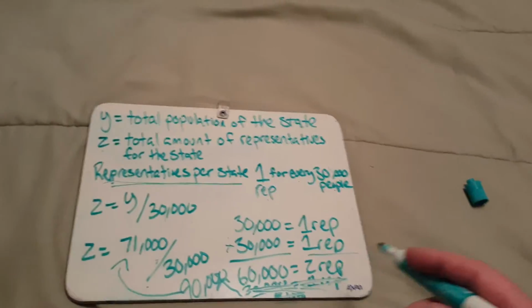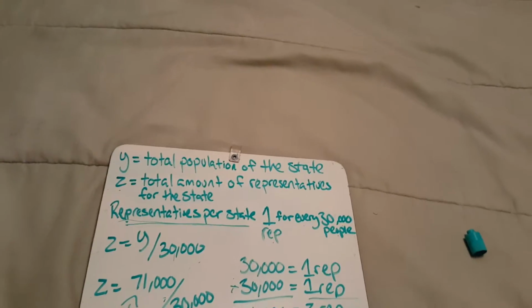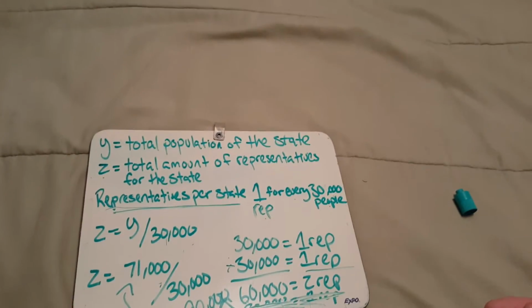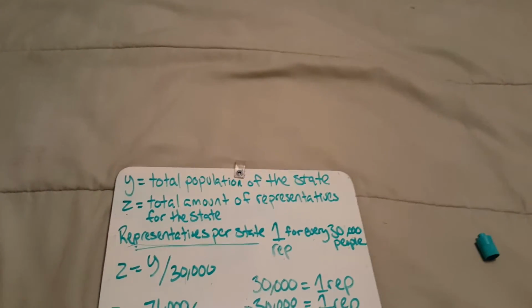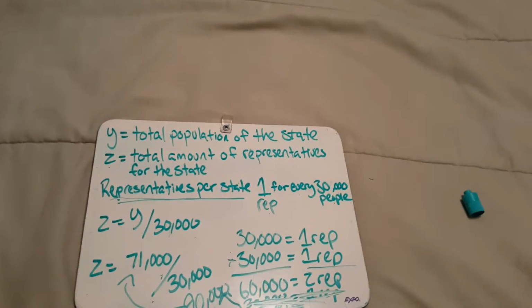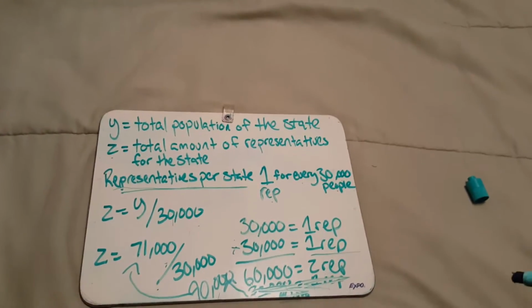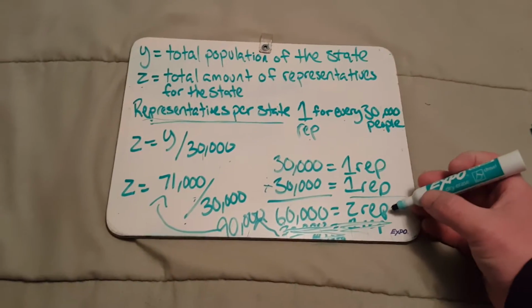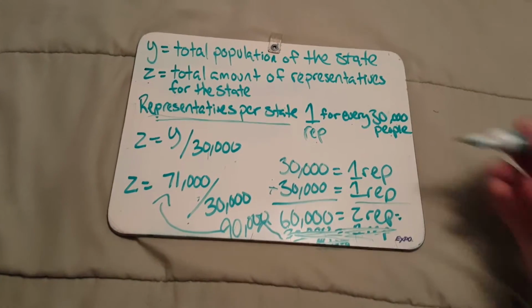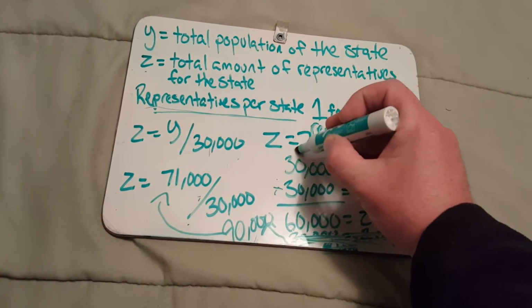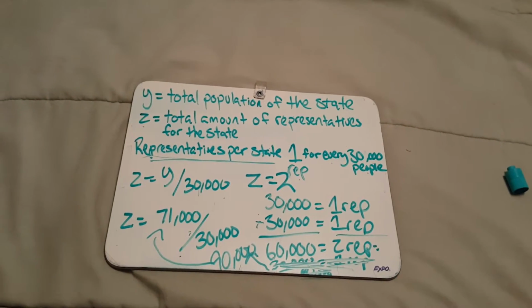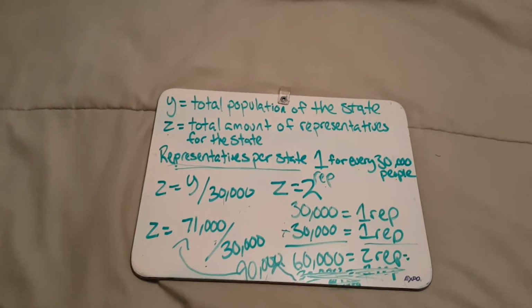Now you might say, Mr. Sands, what about the remaining 11,000 people? Do we get 2 point whatever representatives? Yeah, no, we can't cut a person in a quarter or a half. Sorry, can't happen. So Georgia is going to send two reps. So Z equals 2. All right? That is our final equation.